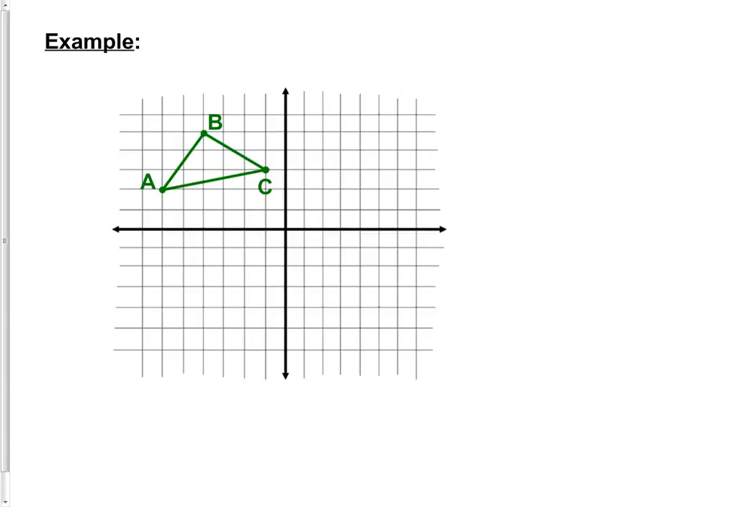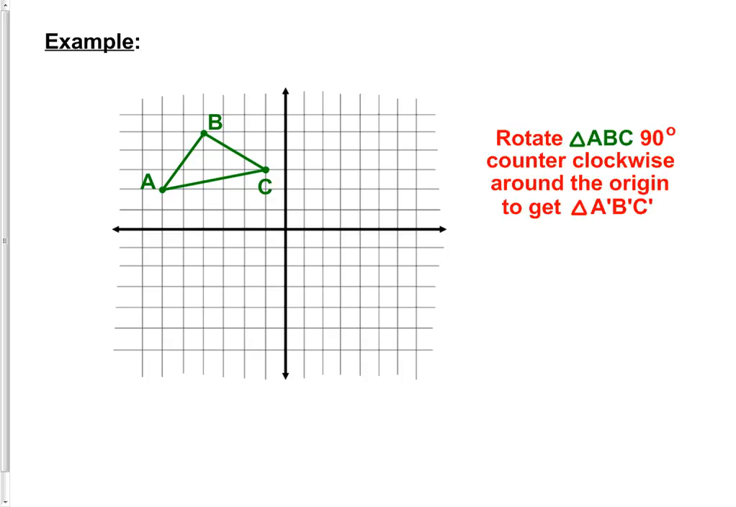Okay, so let's take a look at an example here. We're going to start off with a triangle, which is currently sitting in quadrant 2. We've got triangle ABC, and we have a pair of instructions that we're going to do here. So we have two different rotations. One thing that we're going to do is rotate triangle ABC 90 degrees counterclockwise around the origin.